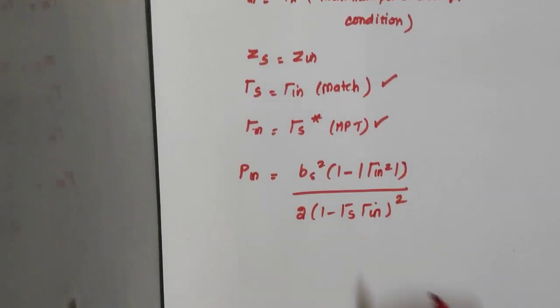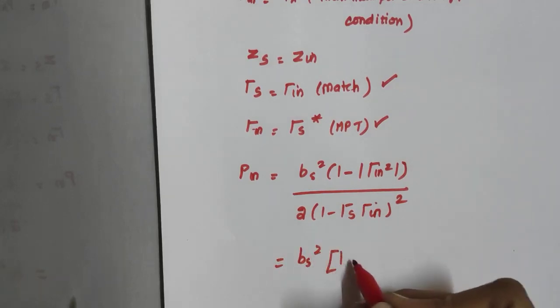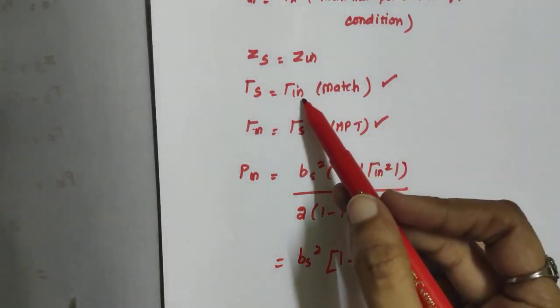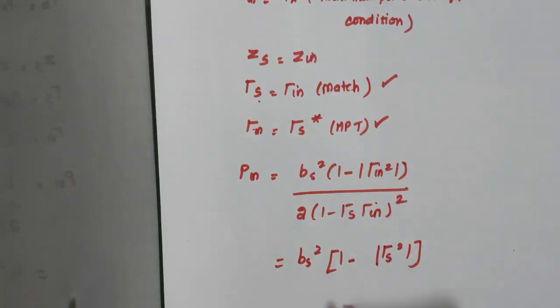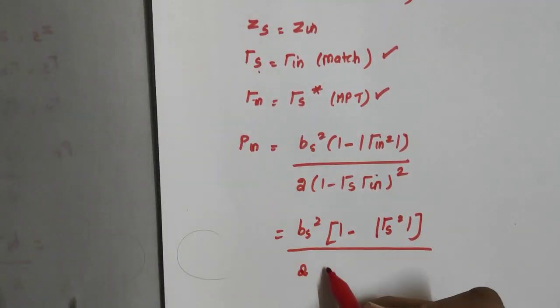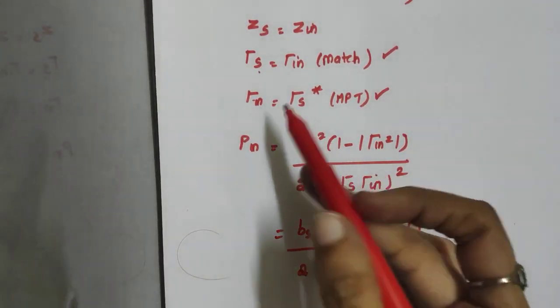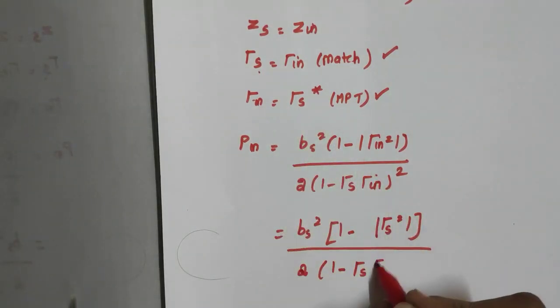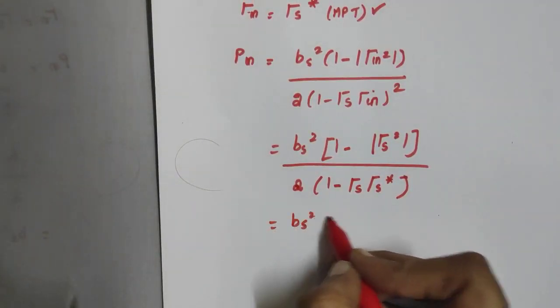Now substituting the above conditions, we can write this as B square into 1 minus mod of tau in, which can be written as tau s. So it is 1 minus mod of tau s square divided by 2 into 1 minus tau s into tau in, which can be written as tau s conjugate. So it is tau s into tau s conjugate.